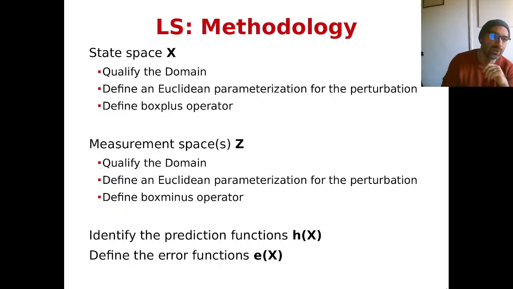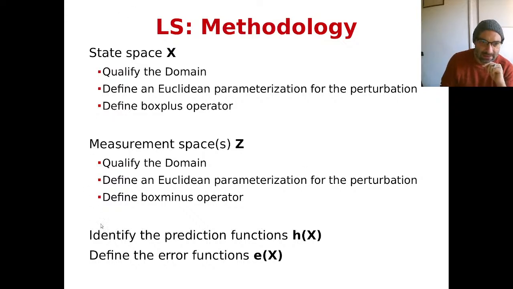We do the same. What we have done for the state space, we do it for the measurement space, qualifying the domain. In contrast to the state space that needs to be modified, the measurement space doesn't need to be modified, but we need to calculate the difference on the measurement space. Therefore, we need to define a Euclidean parameterization potentially for the perturbation along the measurement space. And we need to define a box minus operator that, given two manifold elements, tells us the vector difference between the two, which is: construct a chart about one of the two and calculate on this chart the position of the other one.